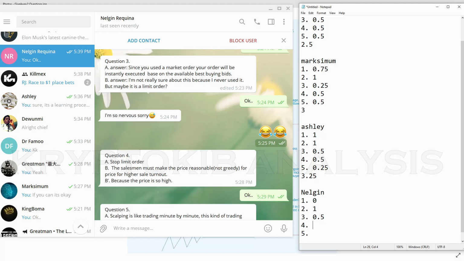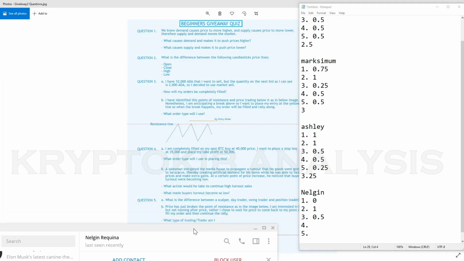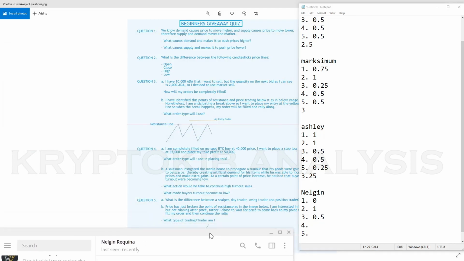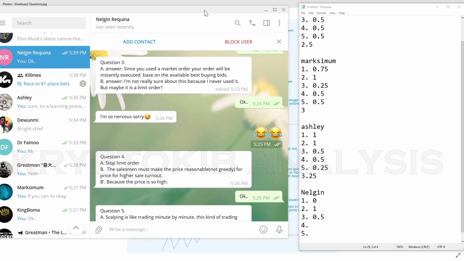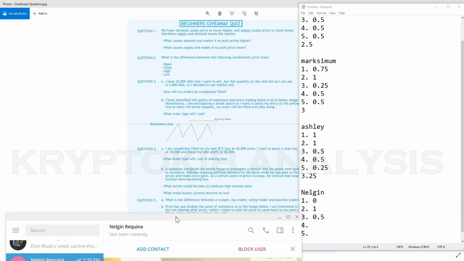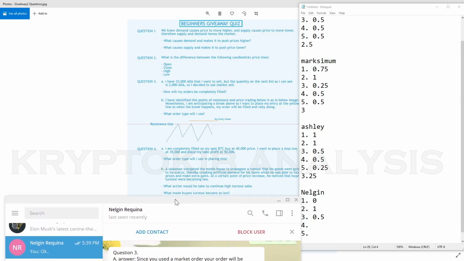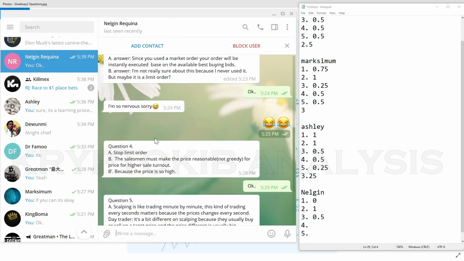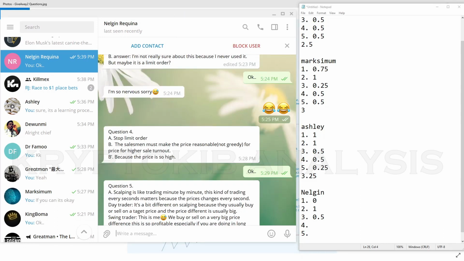So question 4. Stop limit order. What is that question 4 again? Question 4 is OCO. That's wrong. Then the second one, so okay, that is 0.25, 0.25. Then it said the salesman must make the prices reasonable, not greedy. I think that's correct. Okay, yes. So 0.5 here. He lost the A. If not, could have been a full mark.